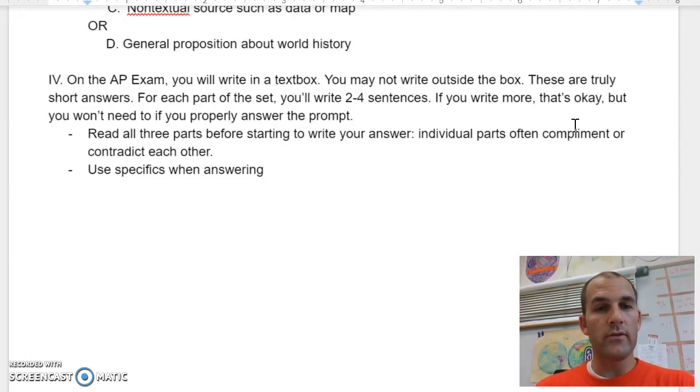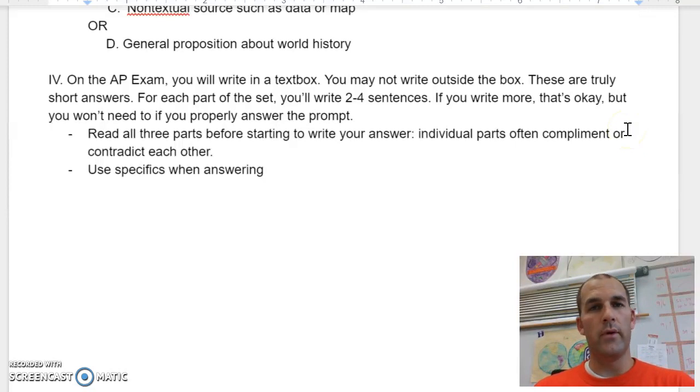These are truly short answers. As I said, for each part of the test, you're going to write 2 to 4 sentences. If you write more, that's okay, but you won't really need to if you properly answer the prompt. Read all 3 parts of the question before you start to answer, because individual parts are often similar. They either complement or contradict each other.